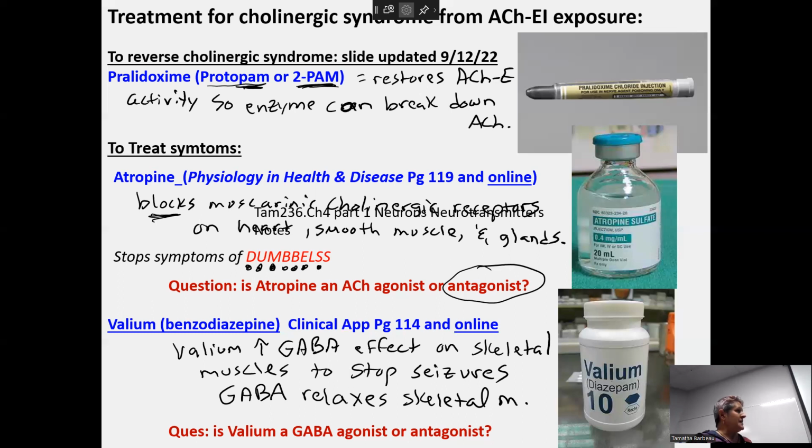Now, what I forgot to ask last time, because I knew it was a lot, and that's why I'm recapping this morning. So 2-PAM is the cure. It restores the enzyme. It doesn't happen quickly. It might take a few hours.